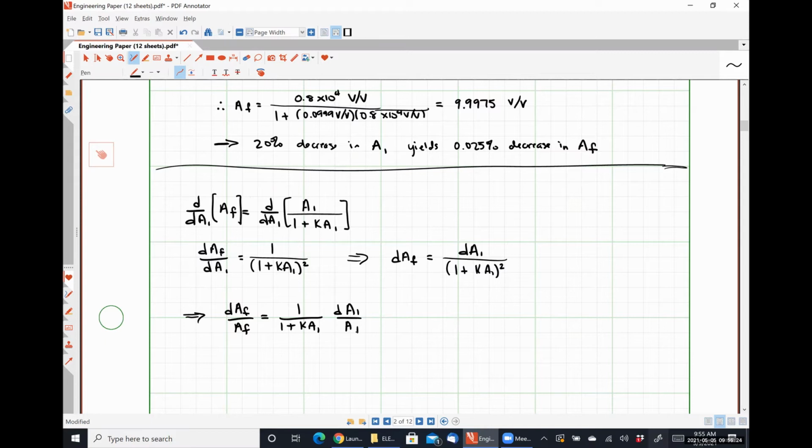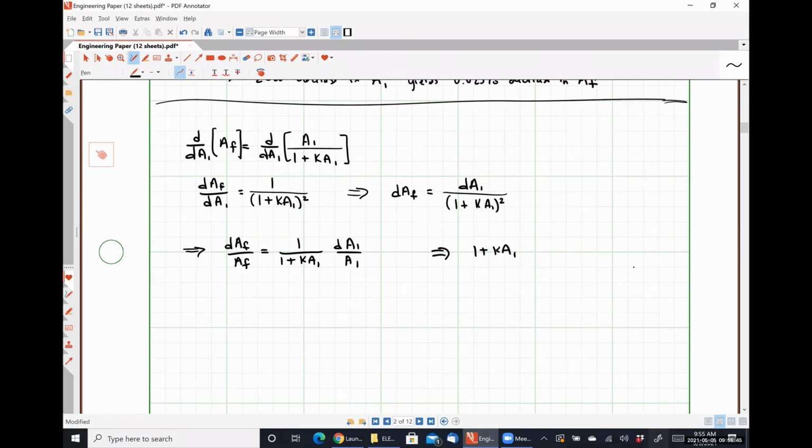So we may also refer to 1 plus KA1 as a desensitivity factor as well as our amount of feedback, because it is increasing the desensitivity to variations, changes in the open loop voltage gain. So let's look at another example. This one is kind of trivial.